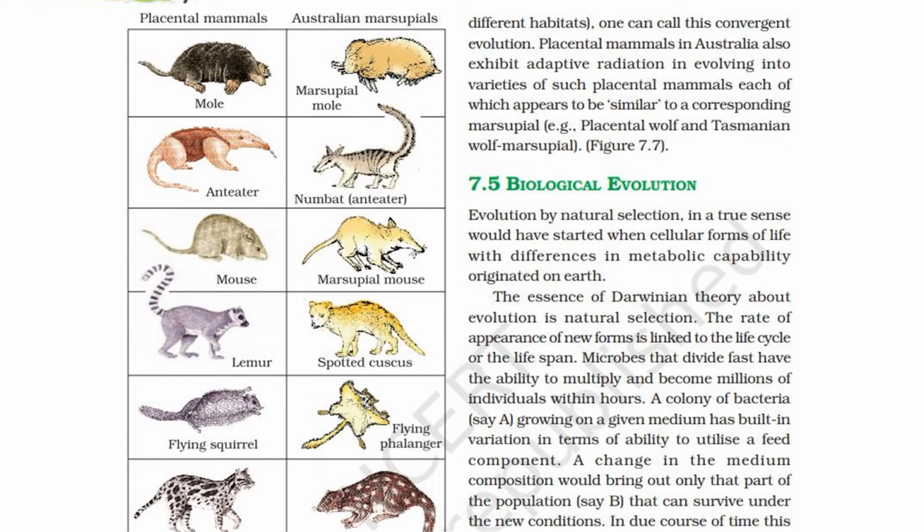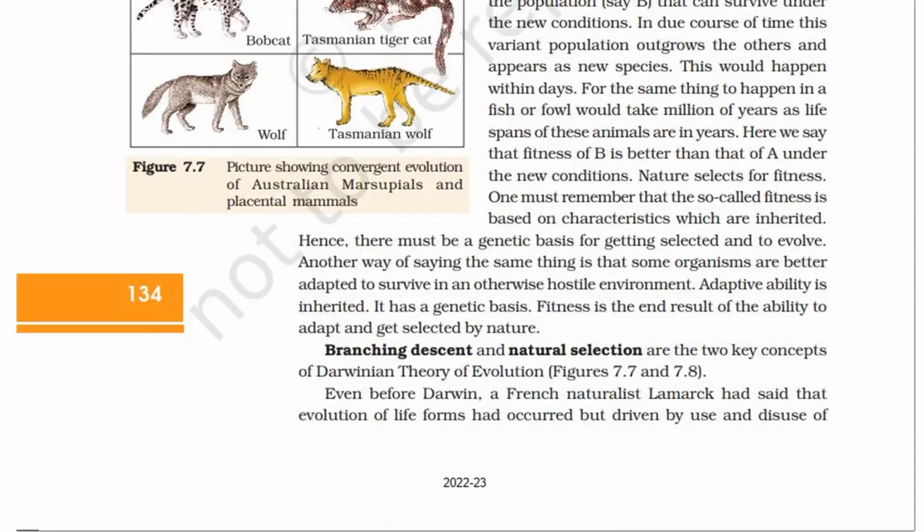The essence of Darwinian theory about evolution is natural selection. The rate of appearance of new forms is linked to the life cycle or the lifespan. Microbes that divide fast have the ability to multiply and become millions of individuals within hours. A colony of bacteria, say, growing on a given medium has built-in variation in terms of ability to utilize a feed component. A change in the medium composition would bring out only that part of the population, say B, that can survive under the new conditions. In due course of time, this variant population outgrows the others and appears as a new species. This would happen within days.